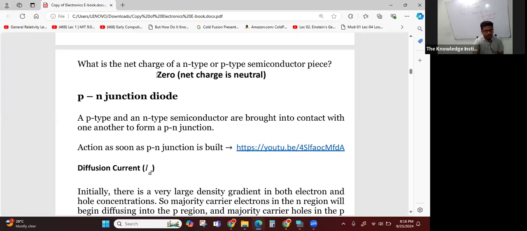Right. So in the last class we started the topic PN junction, or we can call it PN junction diode. A diode is basically a PN junction. A P-type and N-type semiconductor are brought into contact with one another to form a PN junction. I think from there we stopped the last class.